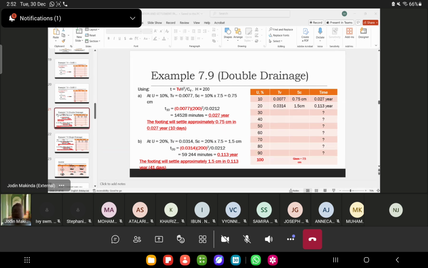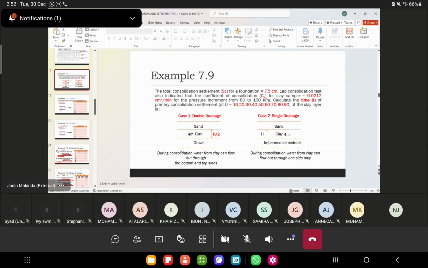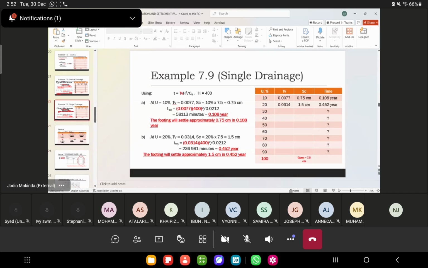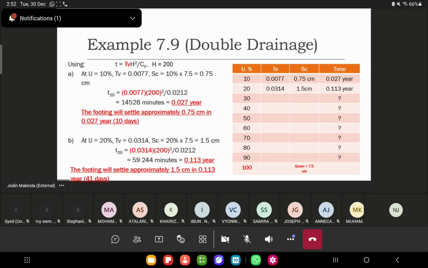Because one way and two way. Okay, one way and two ways. Correct. Because we look into the movement of the water. If it moves one way, we take the H value unchanged. If it moves both ways, we divide it into two. So therefore, you have the answer for single drainage and double drainage.